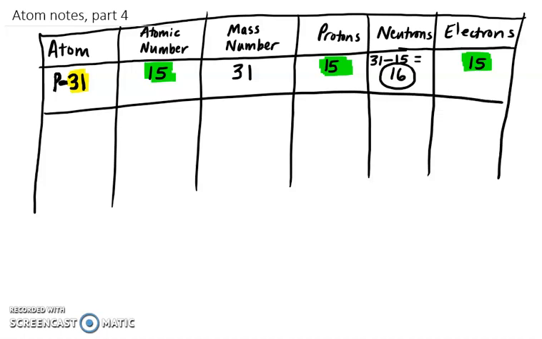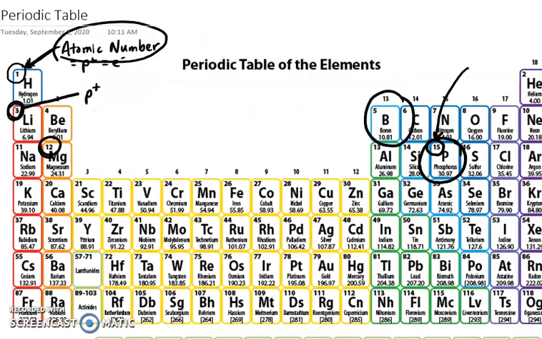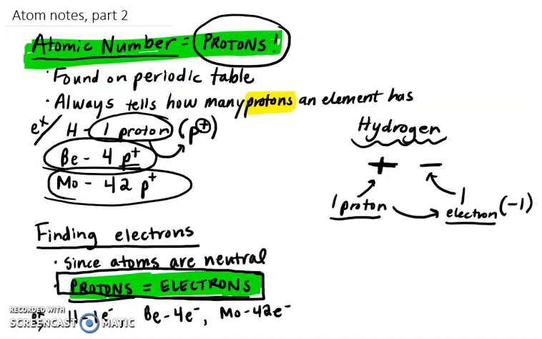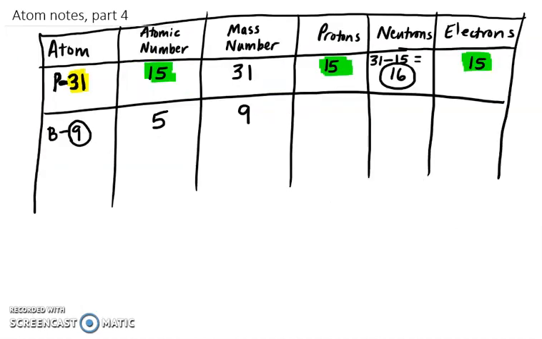Let's do one or two more. Okay, so the next one I'm going to do, let's go ahead and do B9. B9. So we know that this number that comes after the dash is the mass number. So I'm going to fill that in there. I'm going to look at the periodic table for the atomic number. So B is right here. Its atomic number is 5. Now atomic number, we know from our notes before, equals protons and electrons. So I also am going to have 5 protons and 5 electrons.